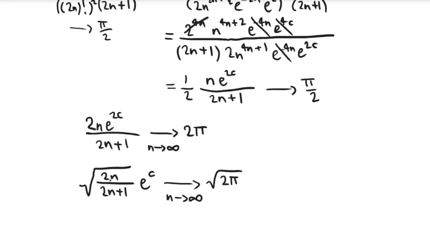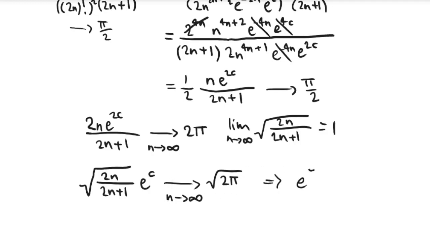However, the limit as n goes to infinity of square root of 2n over 2n plus 1 is 1, because there's a 2n on the top and a 2n on the bottom. So finally, that tells you that the limit as n goes to infinity of e to the c is square root of 2 pi. And because e to the c is just a constant, that tells you that it's equal to square root of 2 pi. And that's it.